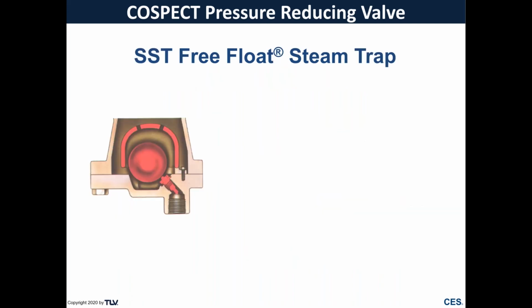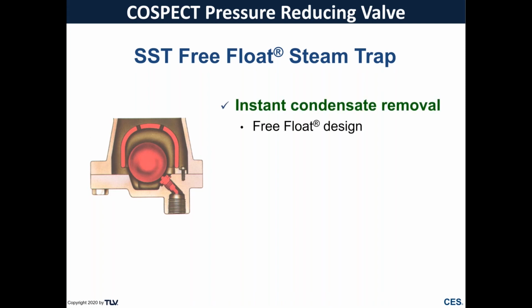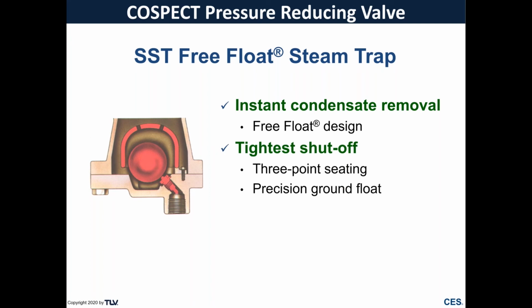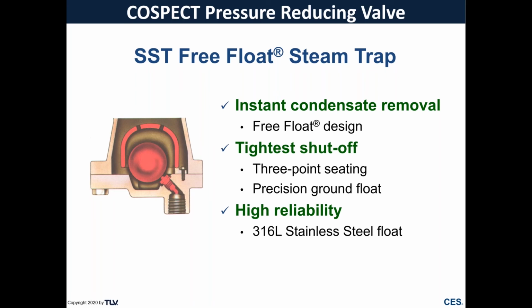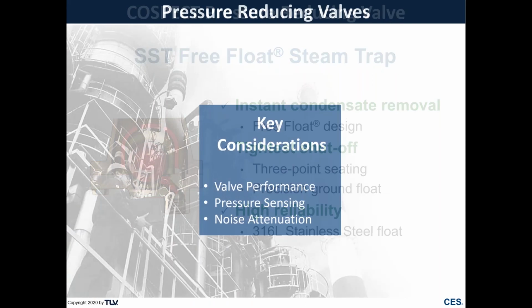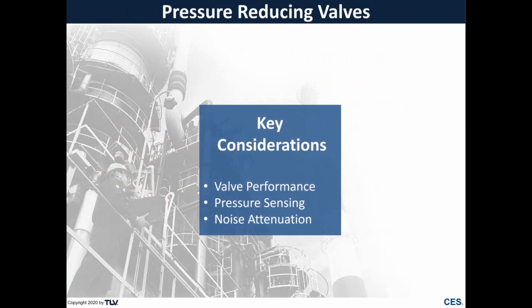The condensate removed by the SCE separator is then drained out through the SST free float steam trap at the bottom of the COSPECT. The free float trap provides instant and continuous discharge of condensate, a 3-point seating design for tight shutoff, even under no load conditions, and a 316L float for corrosion resistance and high reliability. Now let's look at a few key considerations when selecting among pilot-operated PRVs.